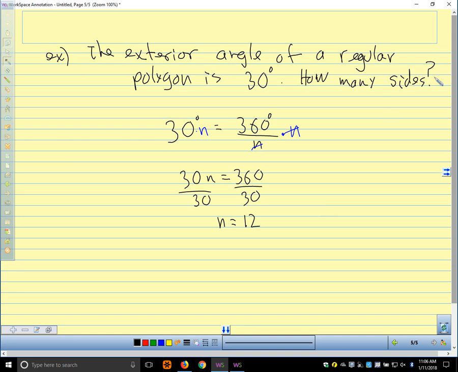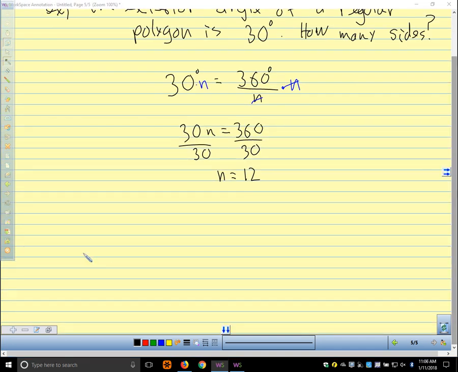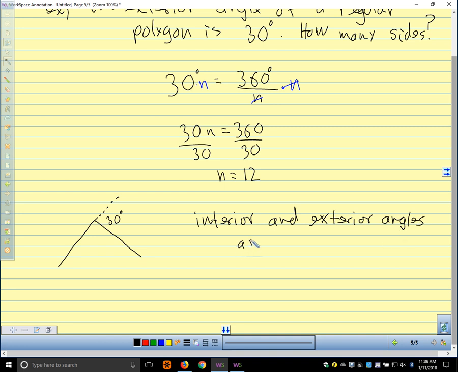All right, I want to show you a little trick, though. Here is one vertex of a polygon. There's an exterior angle, and there's an interior angle. So let's say this is this polygon, 30 degrees. How are these two angles related? They're supplementary. They add up to 180. So the interior and exterior angles are supplementary.